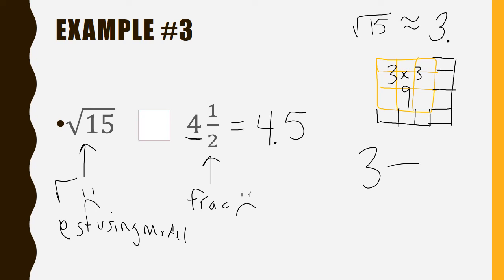Starting at 9, let's see how many spaces we could use. We have 1, 2, 3, 4, 5, 6, 7 we could use. Starting at 9, I'm going to count to 15 and see how many we need to get to 15. So 9, 10, 11, 12, 13, 14, 15. We needed 1, 2, 3, 4, 5, 6 out of our 7 pieces.